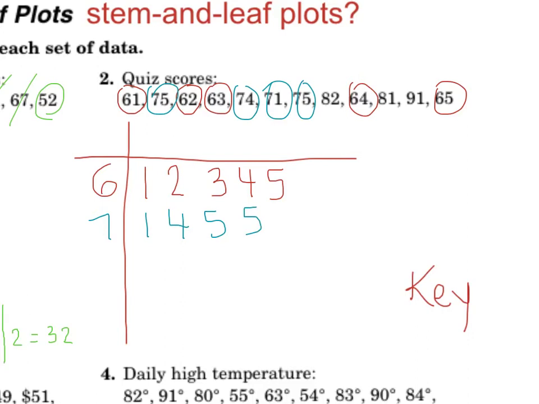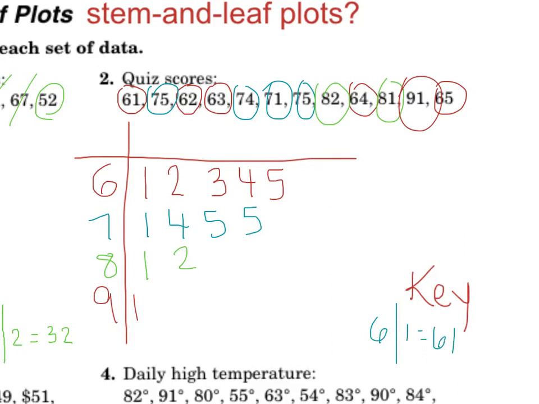And then the 80s, there's only 2 of those, 81 and 82. And then the 90s, there's only 1 of those, 91. Now let's pick a number for our key. I'm just going to pick 61. It doesn't matter which one you choose. So 61, 61.